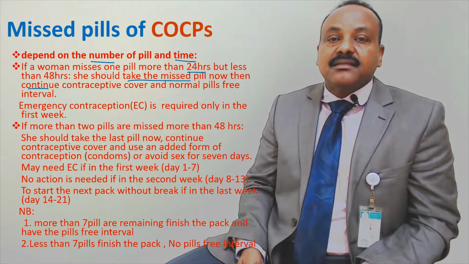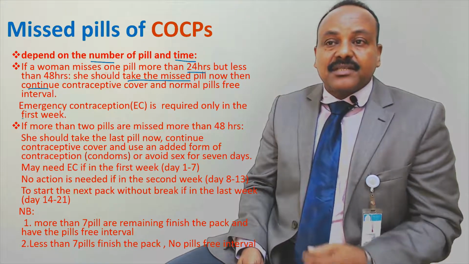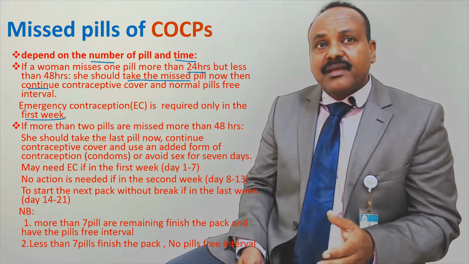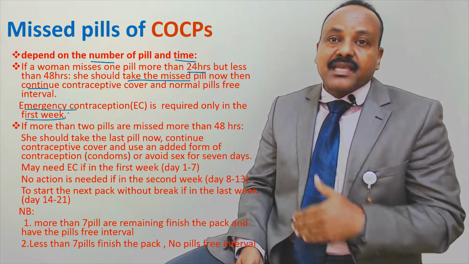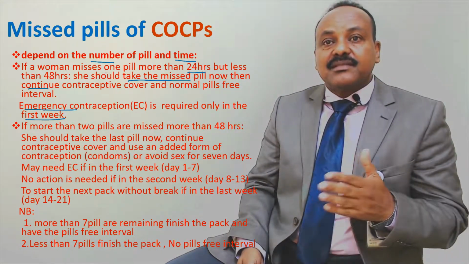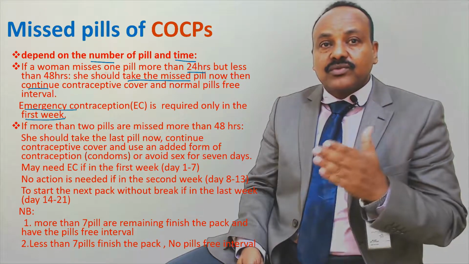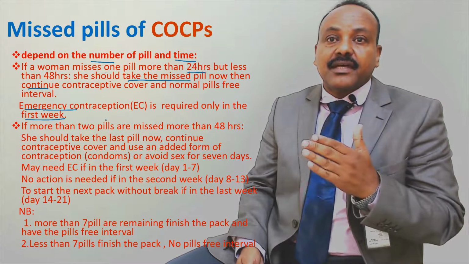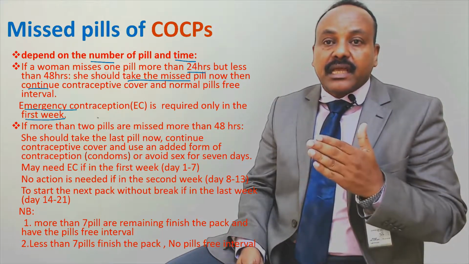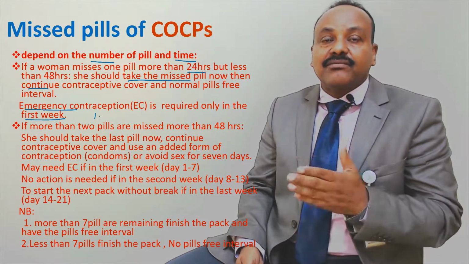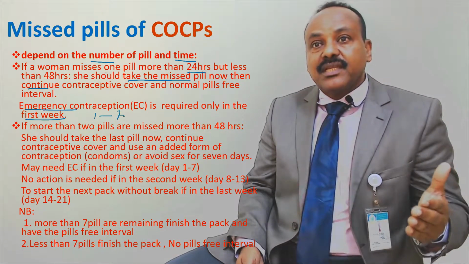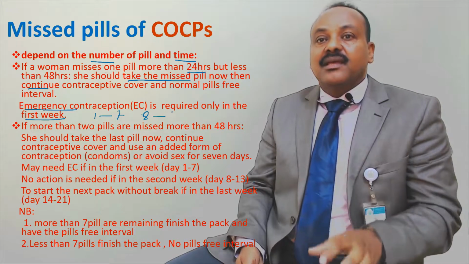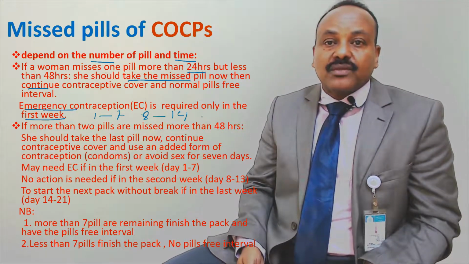Emergency contraception is required only in the first week. If this pill is missed in the first week, usually the menstrual cycle of a woman is divided into 4 weeks, from 1 to 7, from 8 to 14, from 15 to 21, and 21 to 28. If the pill is missed in the first week, emergency contraception is required only in the first week.